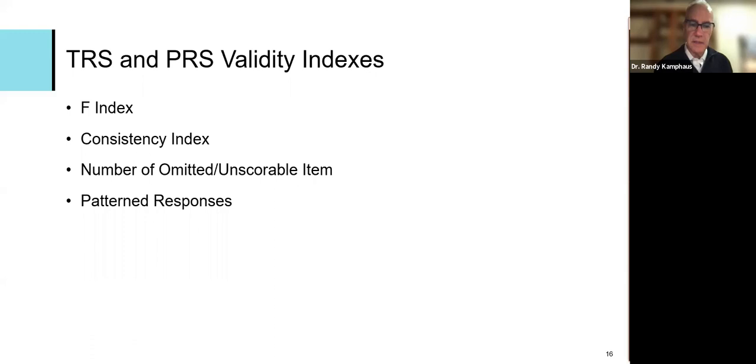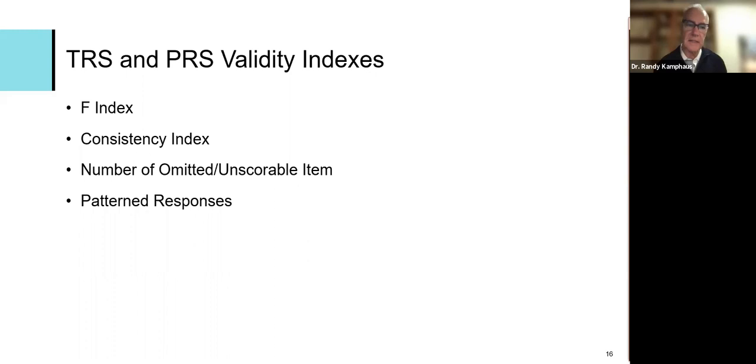In that case, if the consistency index is within the normal range and the patterning index is within the normal range, then you need not worry about validity, no matter how high the F index is. Alternatively, if a child has T scores below 60 on the clinical scales, they're pretty much within the normal range, and you have a high F index score, that could indicate validity problems because that's unlikely based upon the item content. Let's look at the next slide, please.